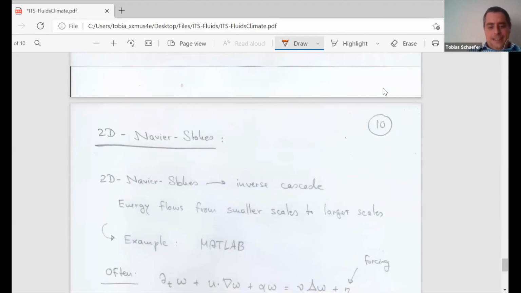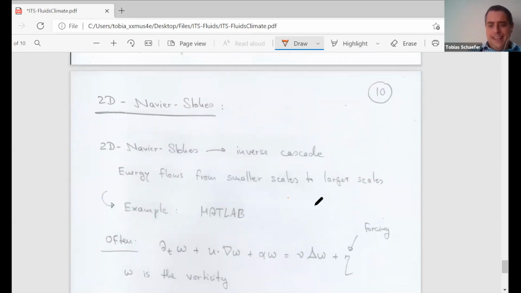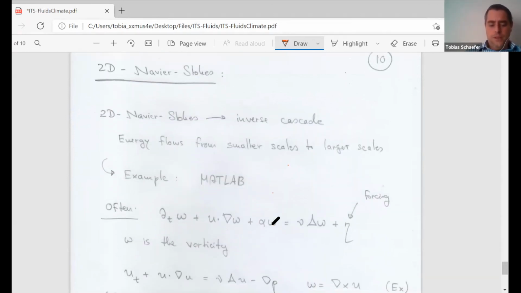Anyway, just one small remark regarding 2D Navier-Stokes. Again, in 2D Navier-Stokes, they do have an inverse cascade, so energy flows from smaller scales to larger scales. And in 2D, again, it's fairly easy to simulate. You can almost take the same code that I took for the advection diffusion equation, and you just need to modify it a little bit in order to convert it into a 2D Navier-Stokes solver.